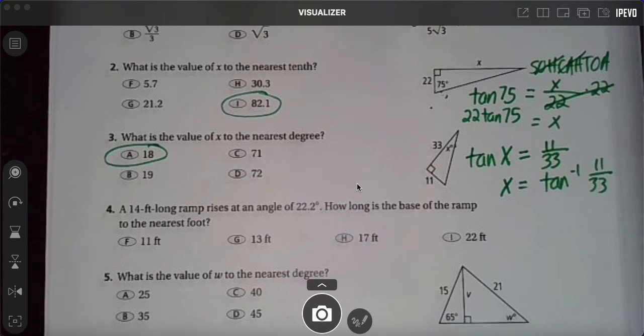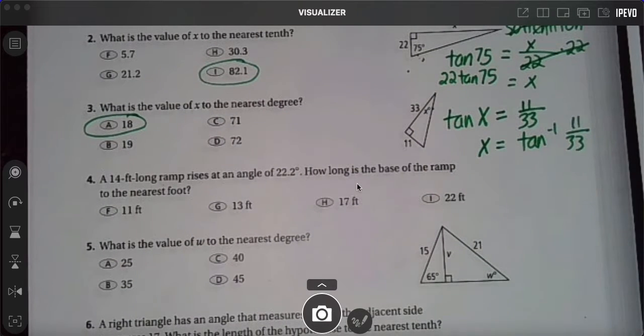Do y'all kind of get that? This is not even the review for the quiz yet. We're going to still review for the quiz. All right, let's look at the next one.